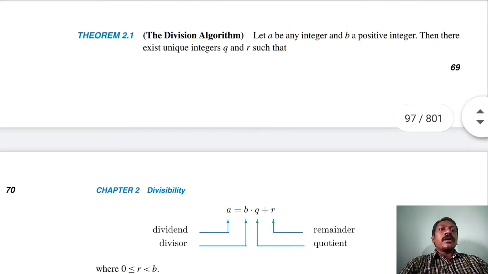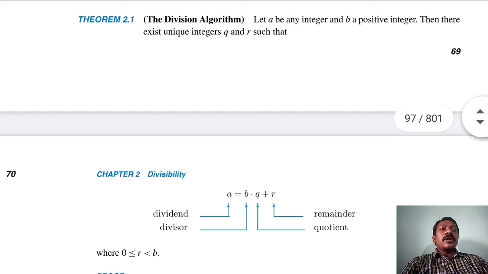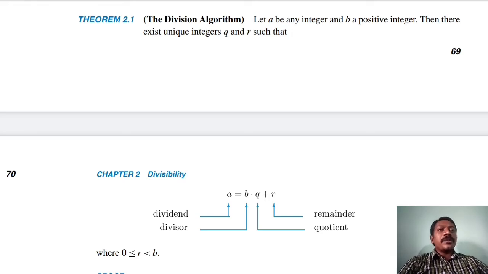So here see the statement. We are having 4 integers. One is a, any integer; b must be a positive integer; and there exist unique integers, the word is very important, unique integers q and r such that a equal to bq plus r, where 0 less than or equal to r less than b. All the words should be noted and are very important.